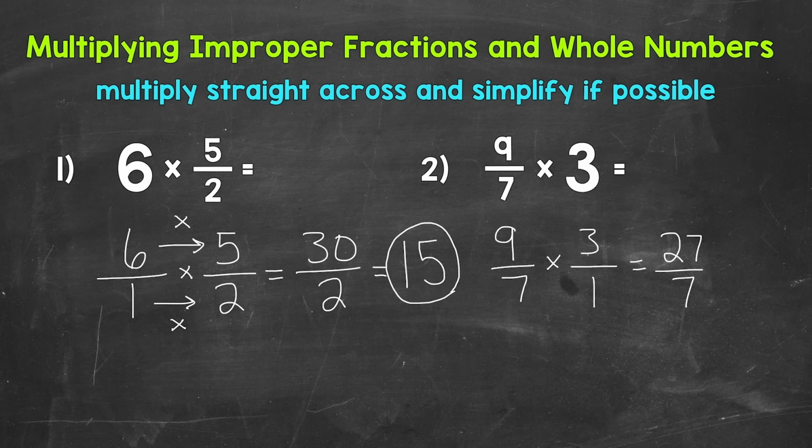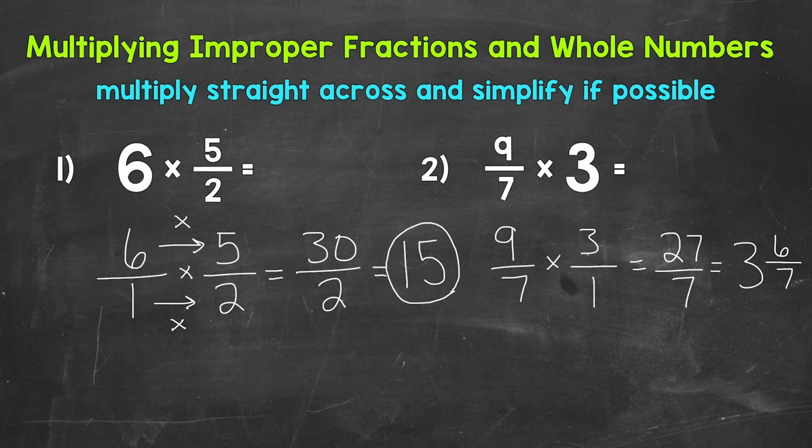So let's convert this to a mixed number. We divide the numerator by the denominator in order to do that. So 27 divided by 7. How many whole groups of 7 in 27? Well, 3 whole groups. That gets us to 21. So we have a remainder of 6. That's the numerator of our fractional part here. And then we keep the denominator of 7 the same.